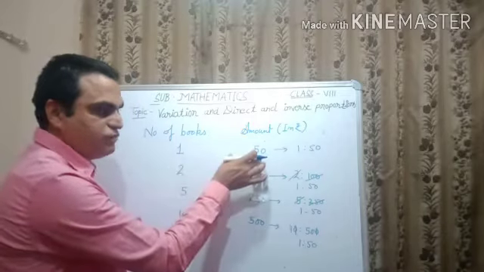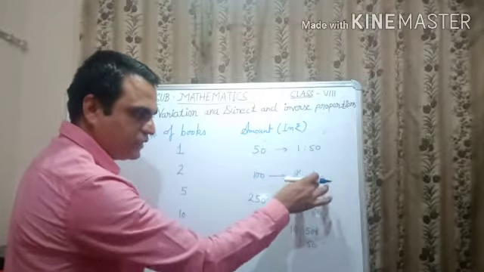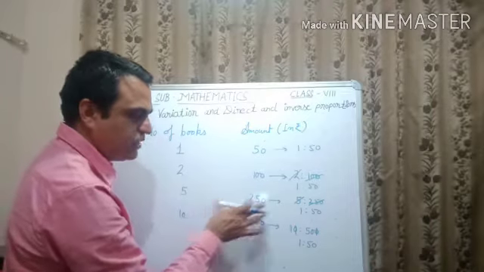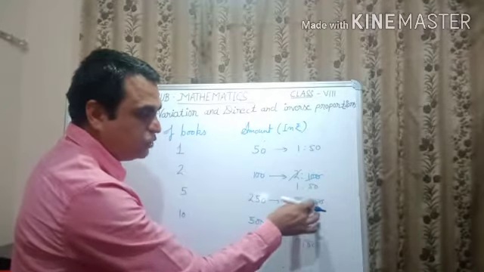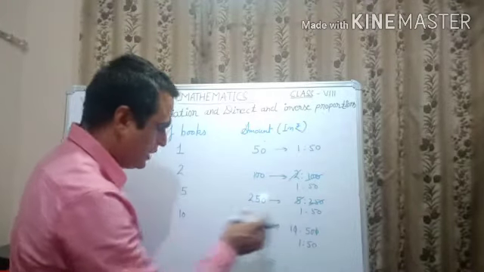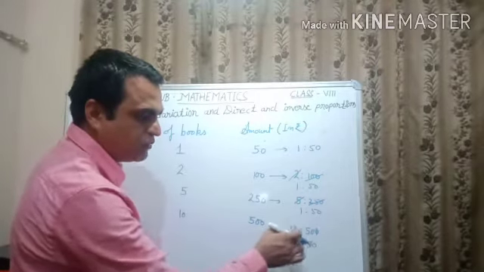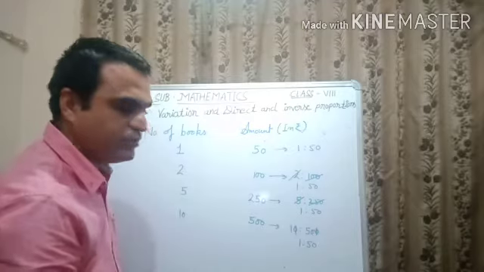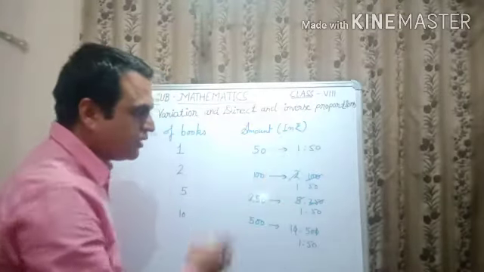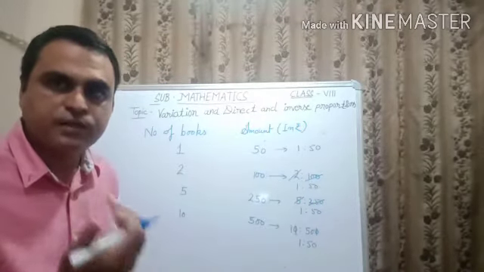The values are 1 and 50, and here the values are 2 and 100. The ratio remains constant, 1:50. Here the values are 5 and 250. If I convert into ratio, I write 5:250. Converting to simplest form, we get 1:50. 10 and 500 ratio, 10:500. Now remove 0 by 0, you get 1:50 as your answer. In each and every part, the ratio remains constant. So this is the example of direct variation.